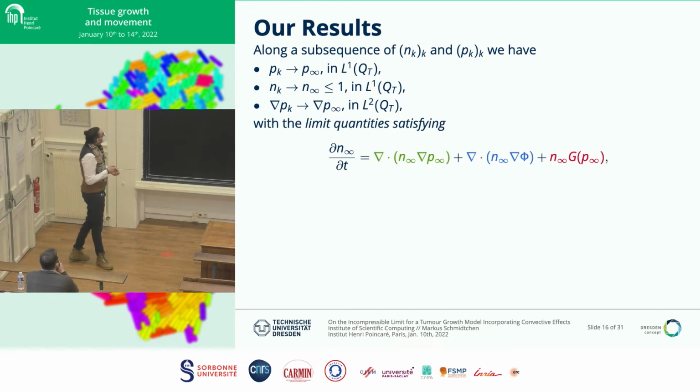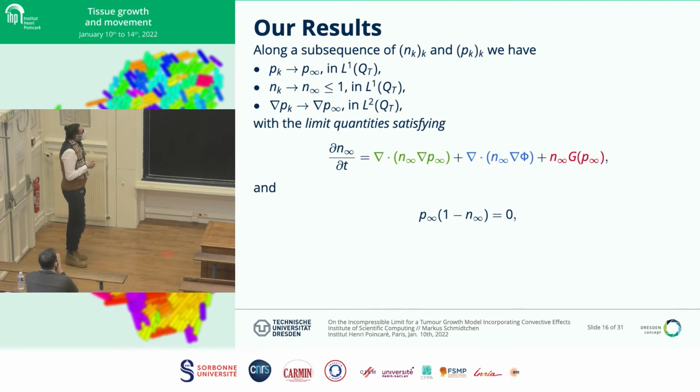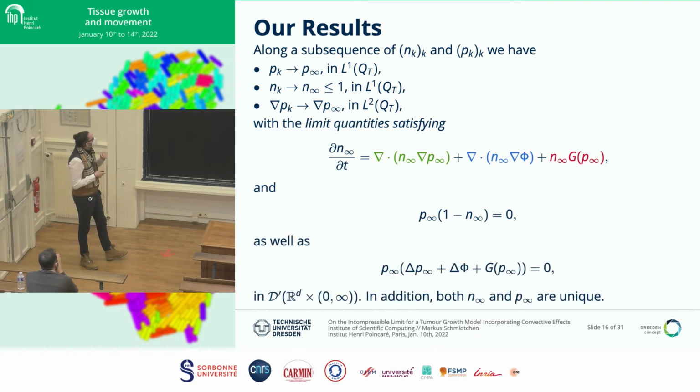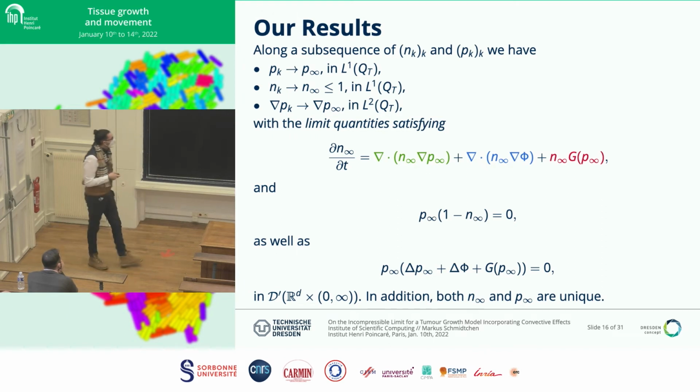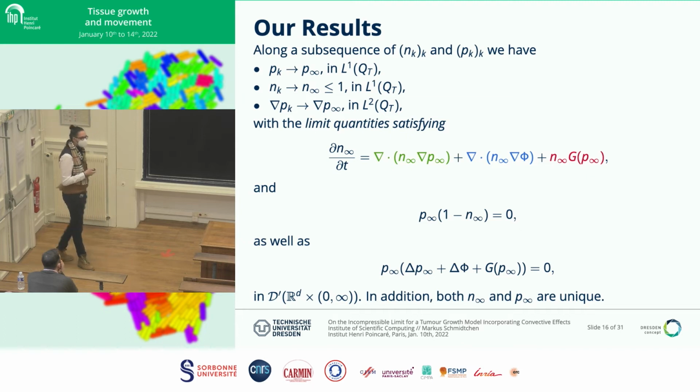And so with that, all the terms in our equation, we can pass to the limit in all of these terms, we can justify it rigorously. And what is more, we have these two complementarity relations: the first one that I showed you, and then this one that essentially tells us the pressure distribution inside of our tissue. And moreover, we can show that N and P at the limit are uniquely determined quantities.